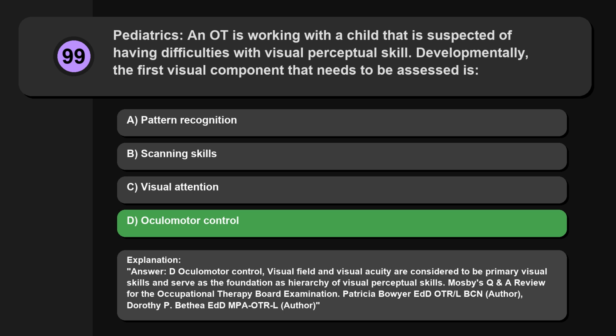Mosby's Q&A Review for the Occupational Therapy Board Examination. Patricia Bowyer, EdD, author; Dorothy P. Bethea, MPA, author.